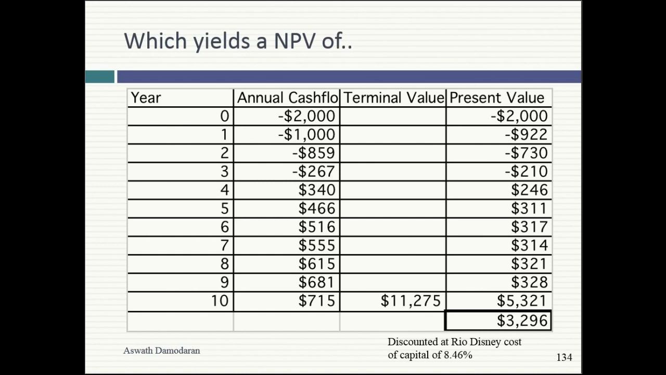I discount back at the cost of capital. What I get as my net present value for this theme park is 3.3 billion. Ready? You're the decision maker. Good or bad? Yeah. In fact, if you take this theme park, your value as Disney will increase by roughly 3.3 billion.